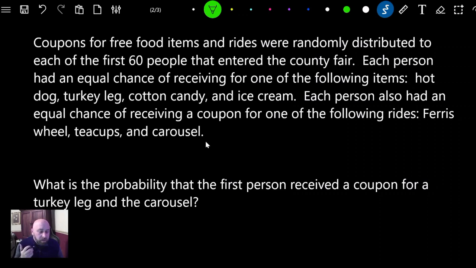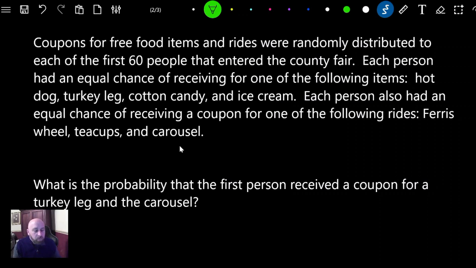Hot dog, one of the following food items, I should have written in there. Hot dog, turkey legs, cotton candy, and ice cream. Each person also had an equal chance of receiving a coupon for one of the following rides: Ferris wheel, teacups, and carousel. Now, here's what's happening. They're getting a food coupon and they're getting a ride coupon. They're getting 2 coupons. 1 food, 1 ride.